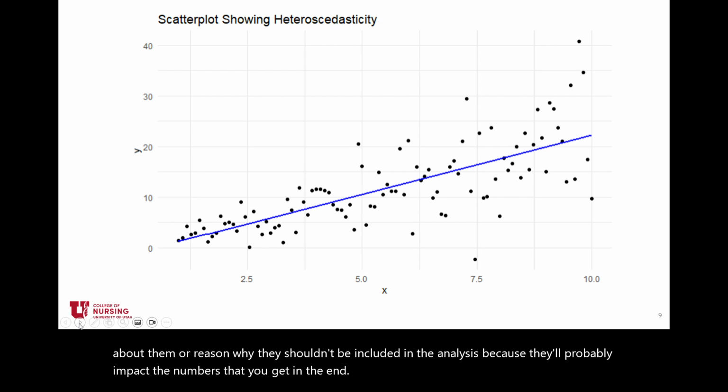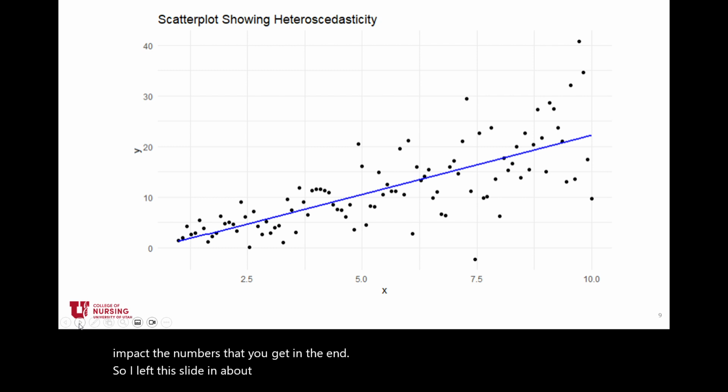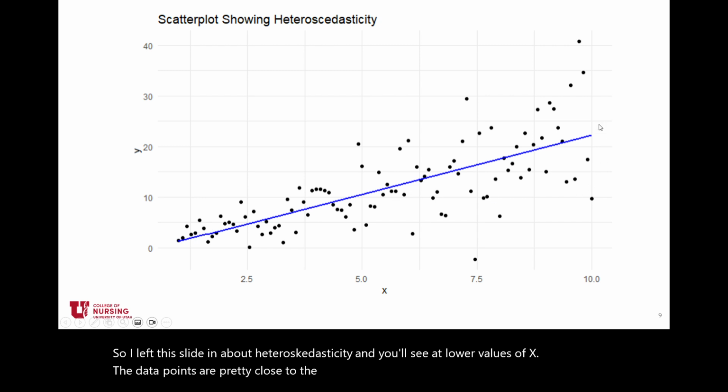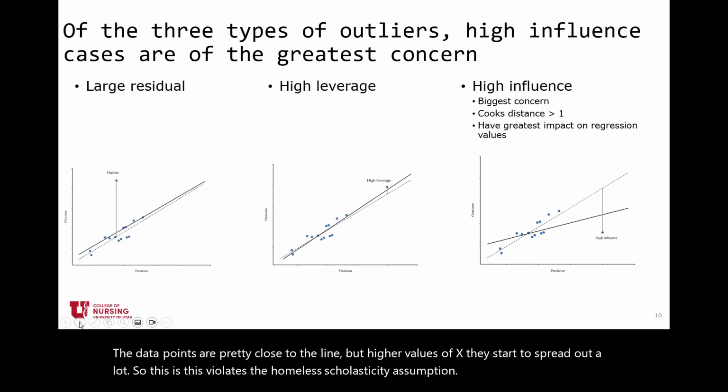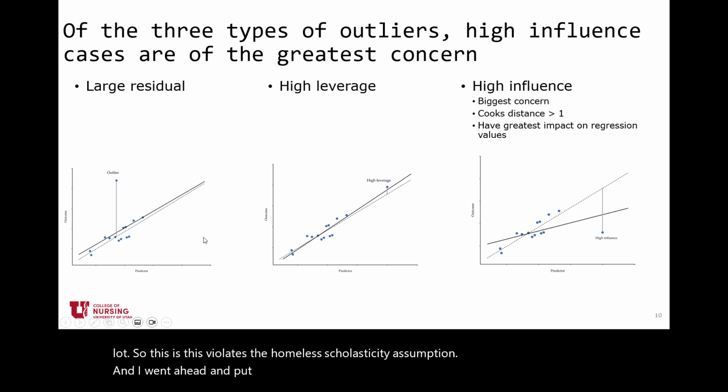So I left this slide in about heteroscedasticity, and you'll see at lower values of x, the data points are pretty close to the line, but at higher values of x, they start to spread out a lot. So this violates the homoscedasticity assumption. And I went ahead and put these figures from Navarro here in the lecture.